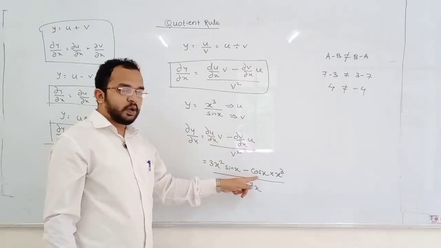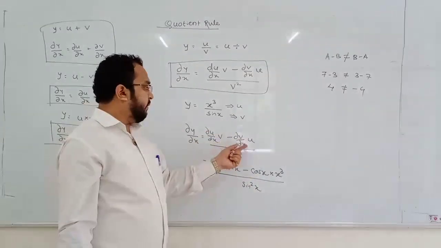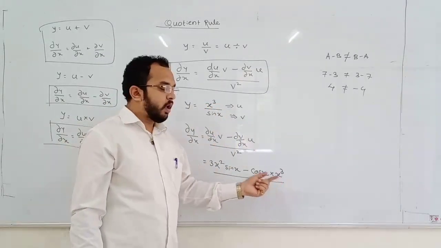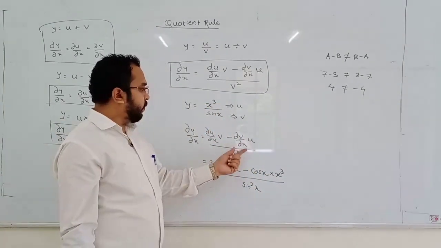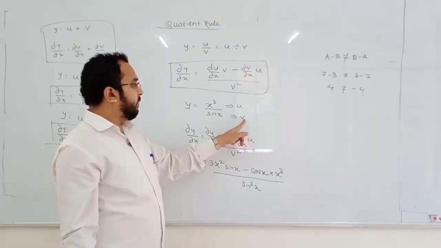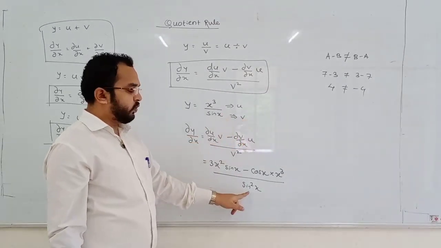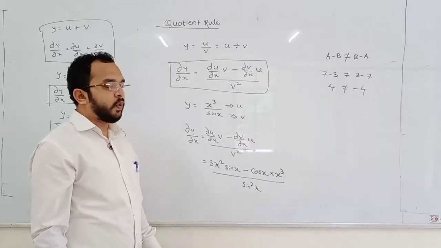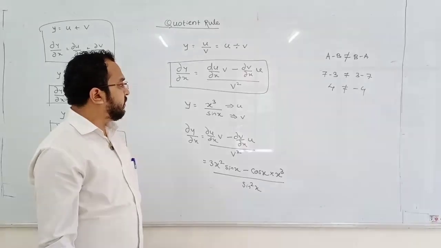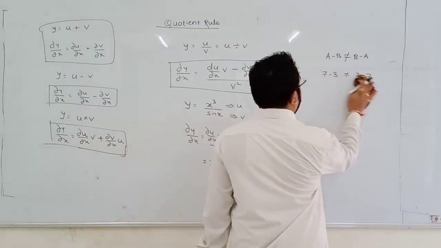Differentiation of sin x is cos x. This time, first function as it is. What is the first function? x cube upon v square, that is, the square of the second function. What is the second function? v, that is sin x. So it will be sin square x, the square of the second function. Okay, so this is one of the examples.